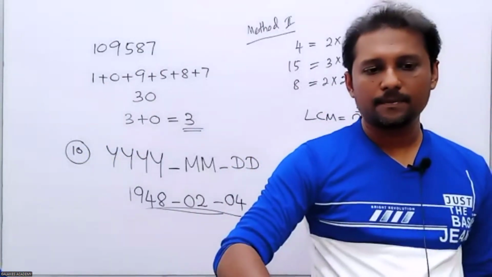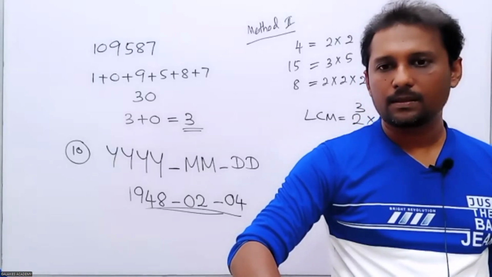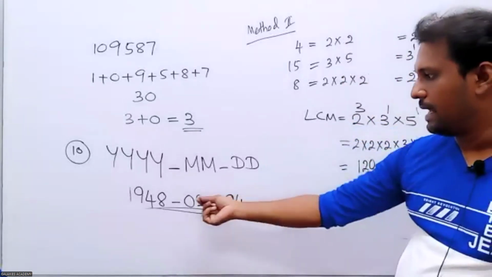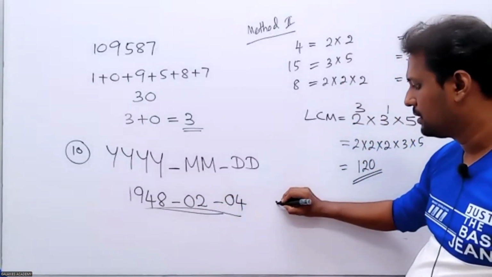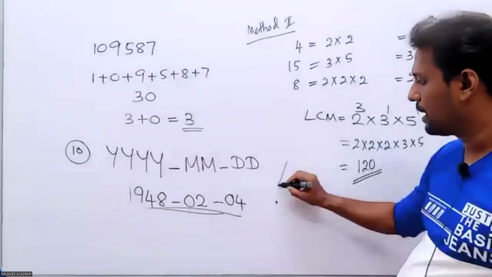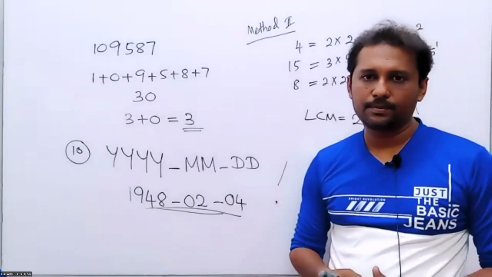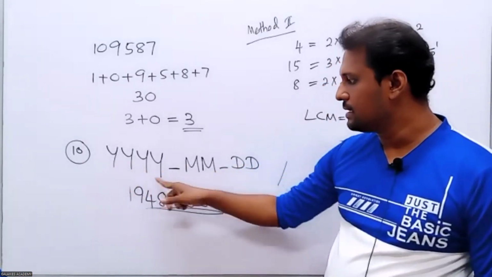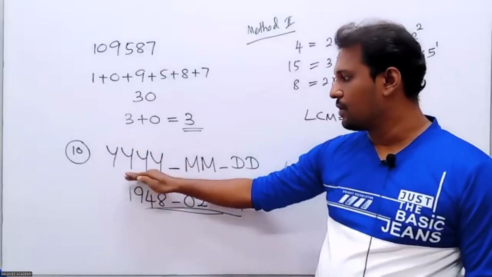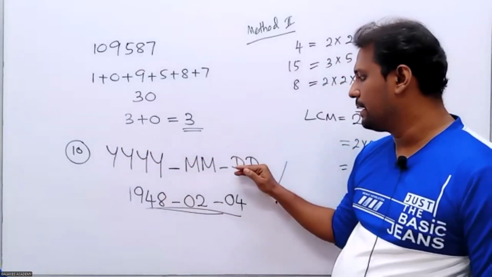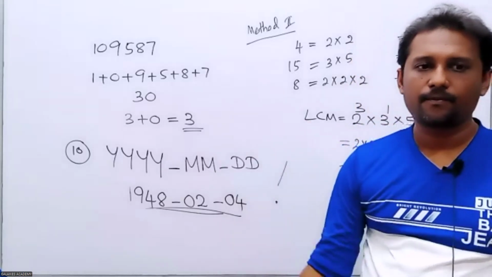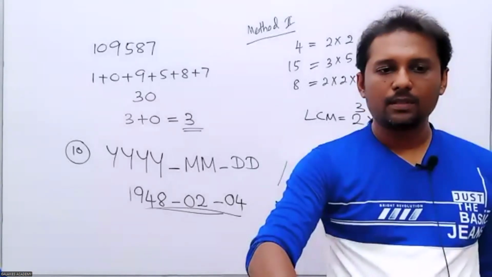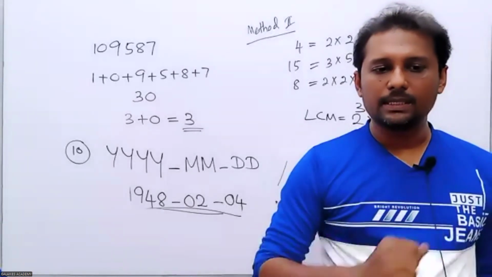Excuse me, sir. Can you put a dot instead of this dash? Yes, I use the dash, but if you want, you can put dots. If you want, you can put a slash. Right? It is no problem. You remember, this is the format, right? Year with 4 digits, month with 2 digits, and date with 2 digits. Right? It is question number 10. Then let's go to the next question, number 11.